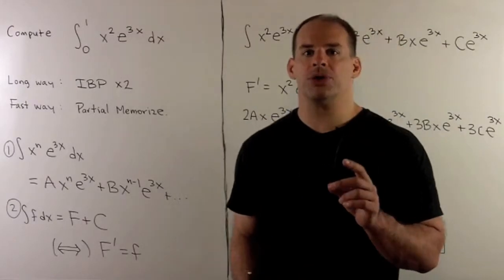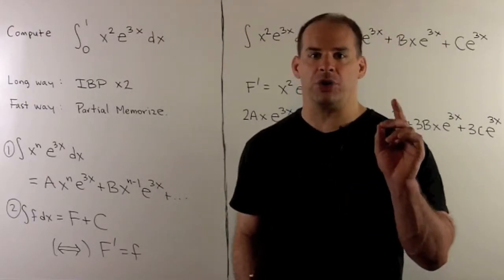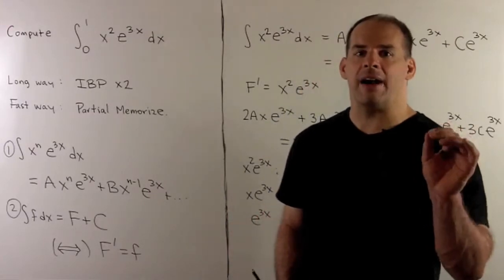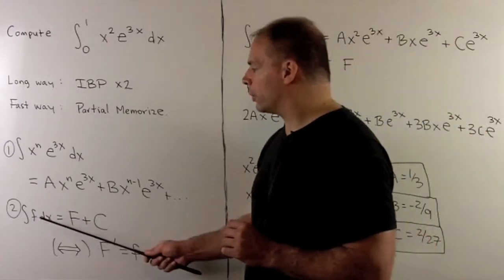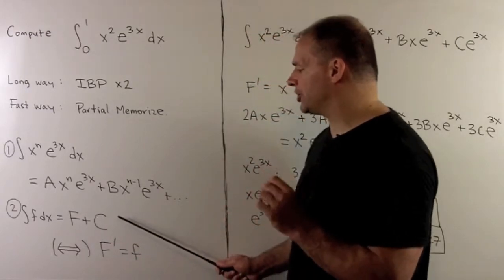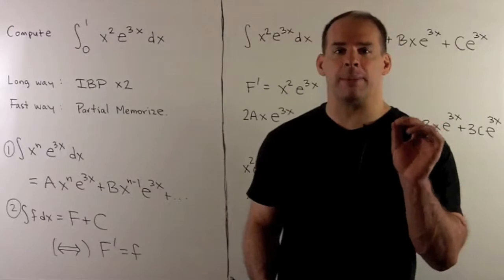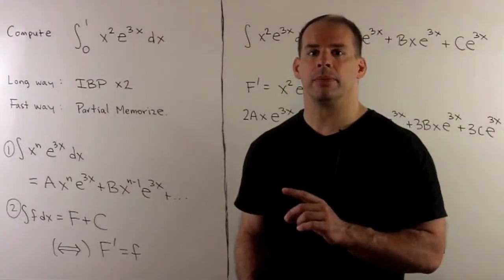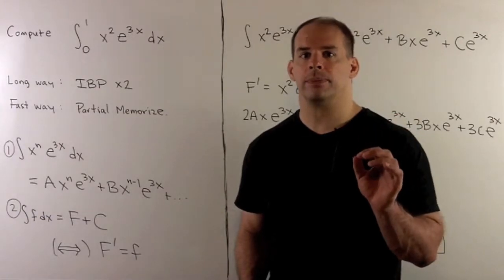The way we find those is by using our check for antiderivatives. So, recall, if we have the antiderivative of little f with respect to x equal to capital F plus the constant of integration c, that's the same as saying the derivative of capital F is just little f. So let's see how we use that.